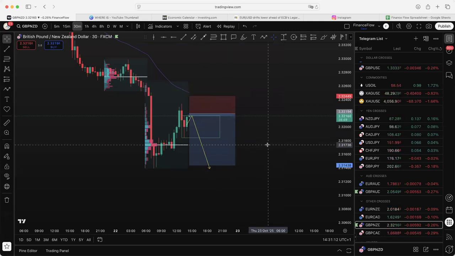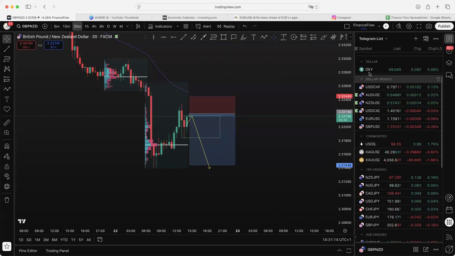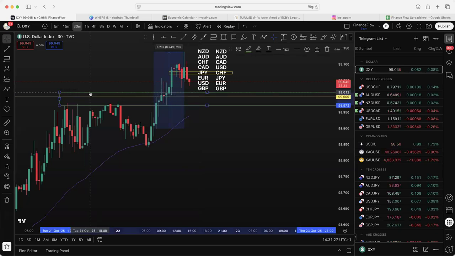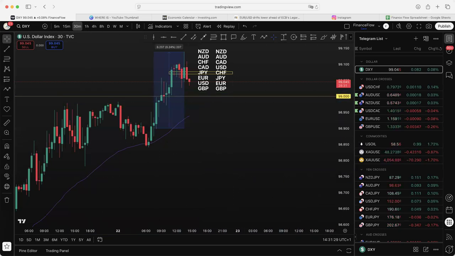We've got a 25 pip stop loss. What we want to see here is the dollar just start to crumble a bit. And then we should be okay. I mean, obviously once we break through here, yes, we're going to be chilling. So yeah.